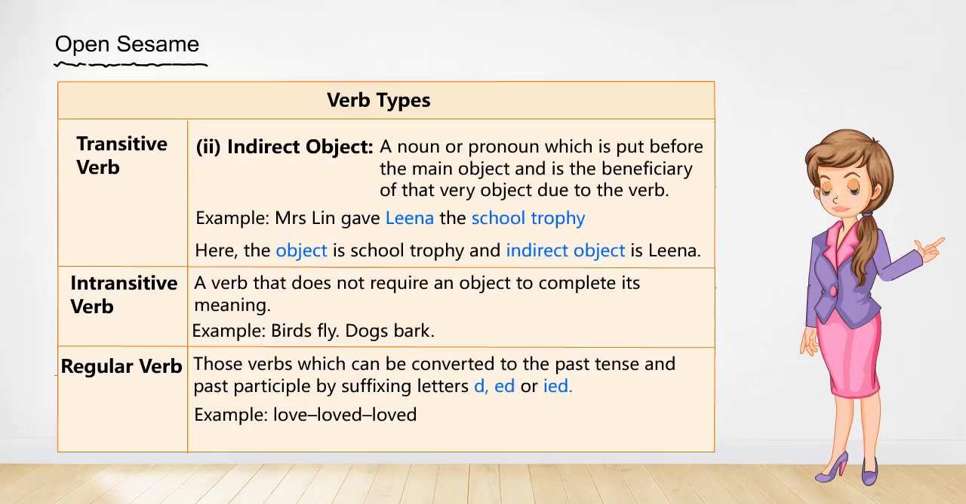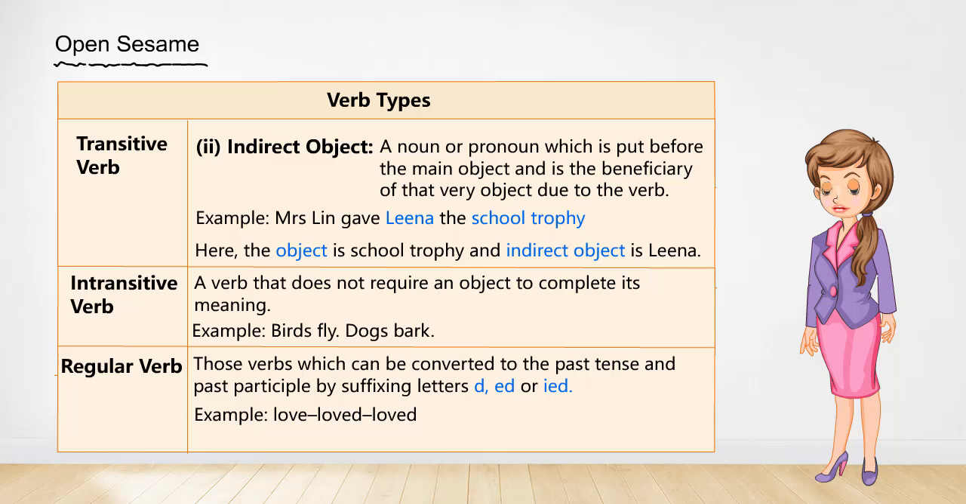2. Indirect object: a noun or pronoun which is put before the main object and is the beneficiary of that very object due to the verb. Example: Mrs. Lynn gave Lena the school trophy. Here, the object is school trophy and the indirect object is Lena.